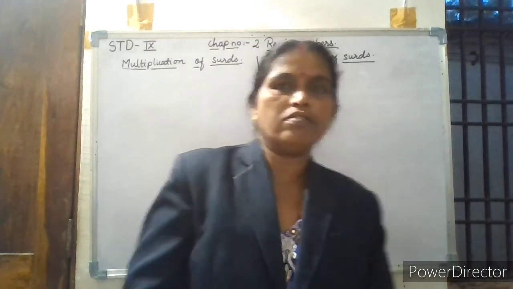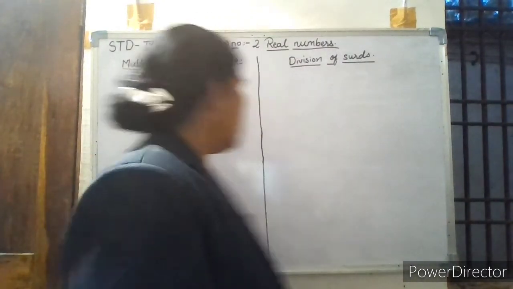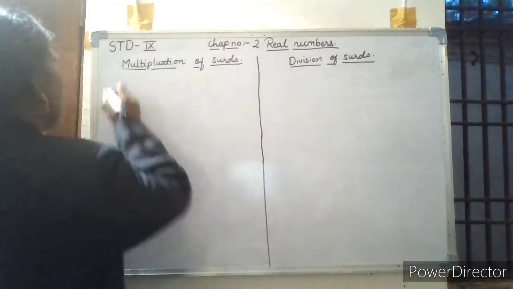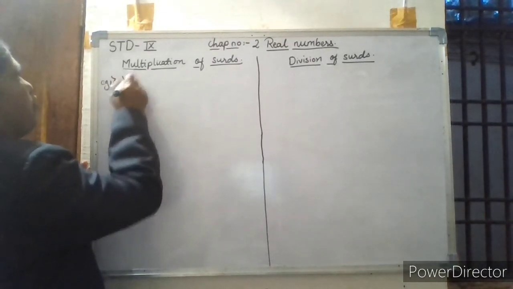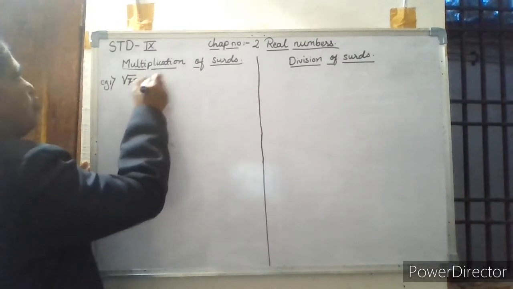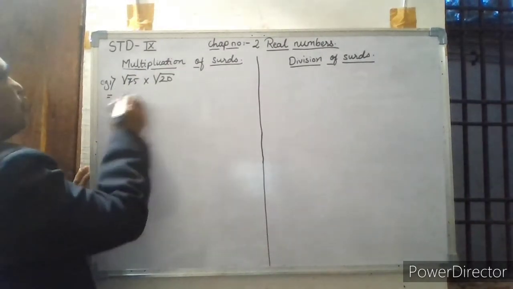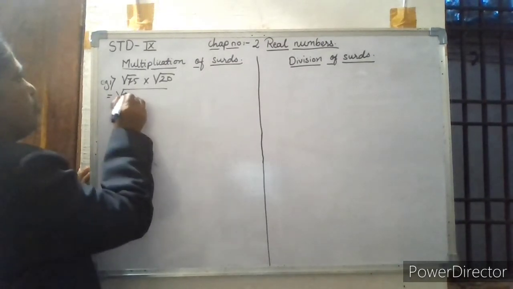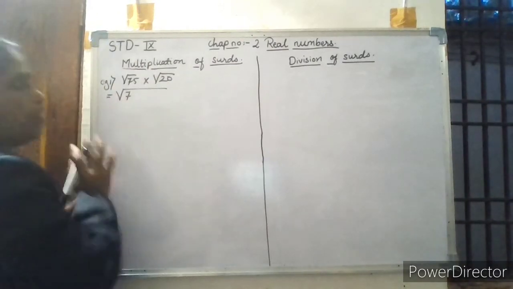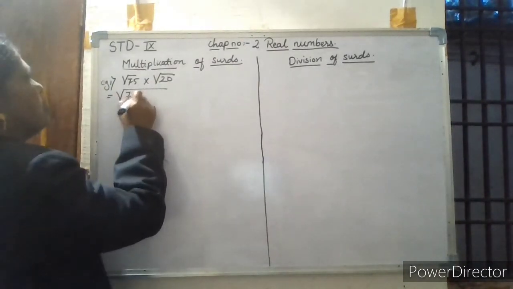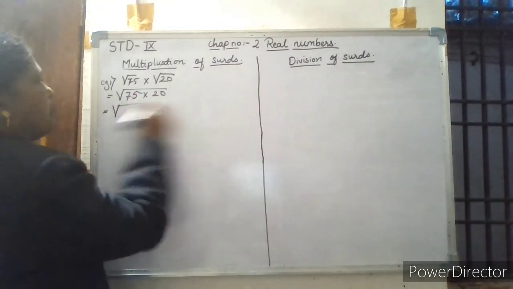Good morning, students. Today we are going to learn multiplication and division of surds. Multiplication of surds, example 1: root of 75 into root of 20. This is equal to, you have to bring them under one root, because both are square roots and the order is the same, so directly we can bring them under one root. 75 multiplied by 20. Now simplify them.